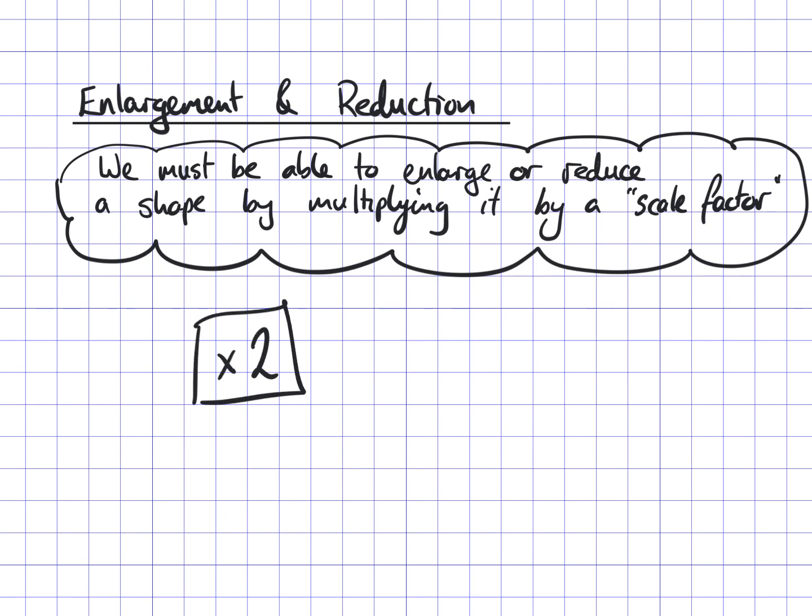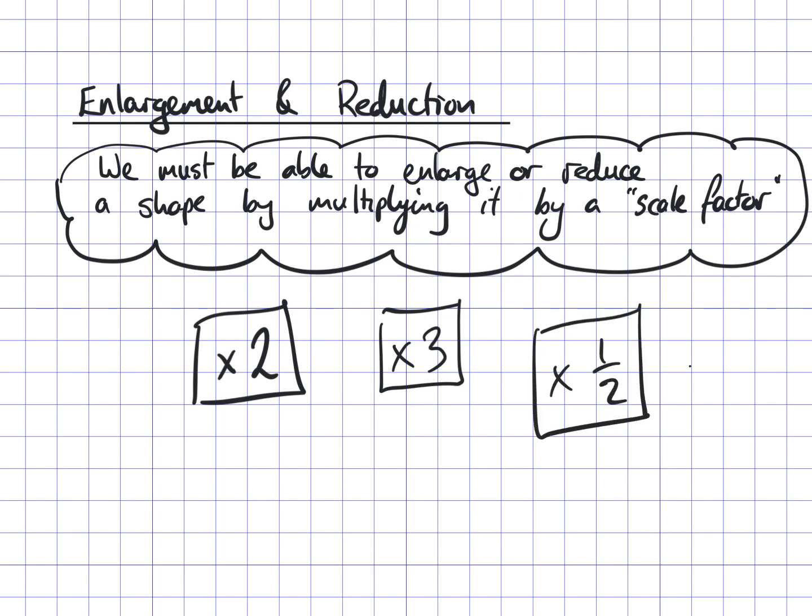Okay, so the shape would increase in size, all the lengths would become twice as long. If I was to multiply by 3, all the lengths on the side would become 3 times as long. If I want to reduce it, I would need to multiply by something like a half, in which case that would halve the length of all of the sides. So we'll show you some practical examples of this and see how we get on from there.